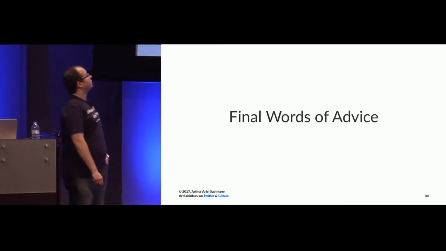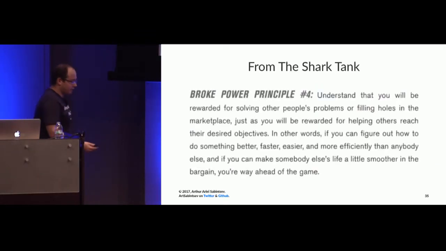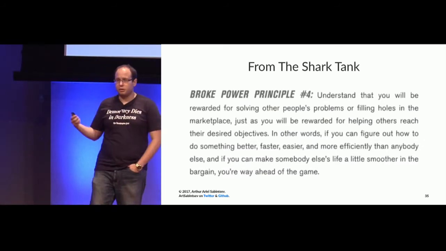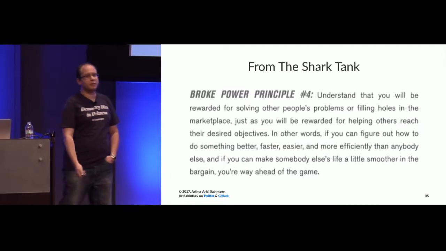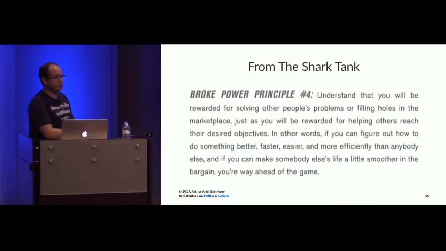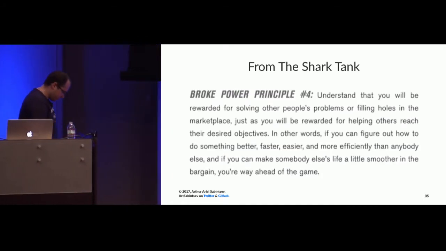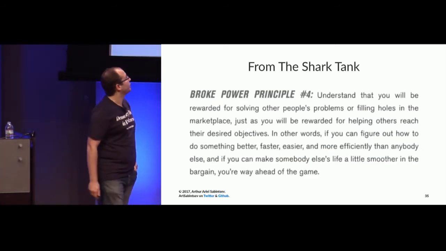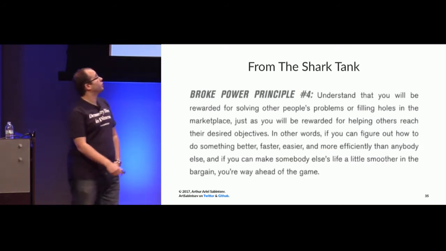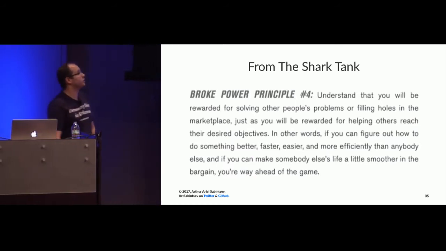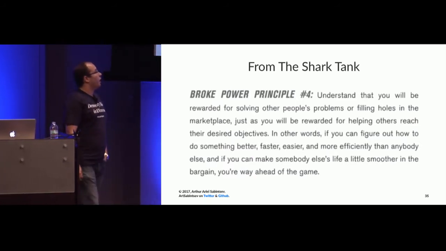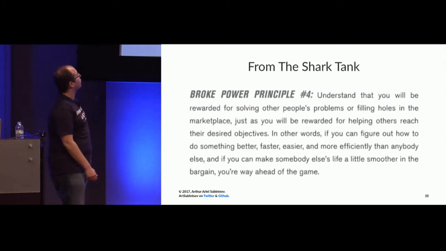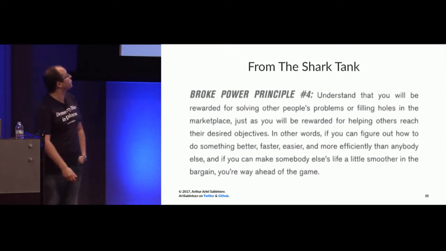So, last piece of advice. I tend to read a lot of self-improvement books just for fun, like The Power of Positive Thinking, The Power of Habit. This is from The Power of Broke, which is by Daymond John, the FUBU shark on Shark Tank. He says in his book, he has a bunch of principles at the end, and this is Broke Power Principle number 4. Understand that you will be rewarded for solving other people's problems or filling holes in the marketplace, just as you will be rewarded for helping others reach their desired objectives.